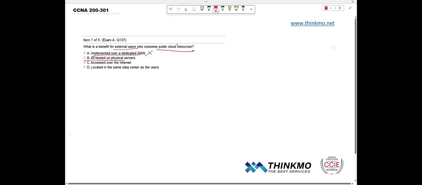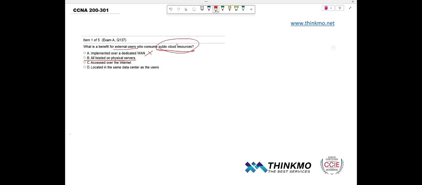Then option B is actually completely wrong, as it says it's fully hosted on a physical network, that is, on physical servers. Actually, this is not entirely wrong. In the cloud, called the public cloud, it ultimately has to be hosted on a certain server. But the question asked is not very accurate, so this is incorrect.